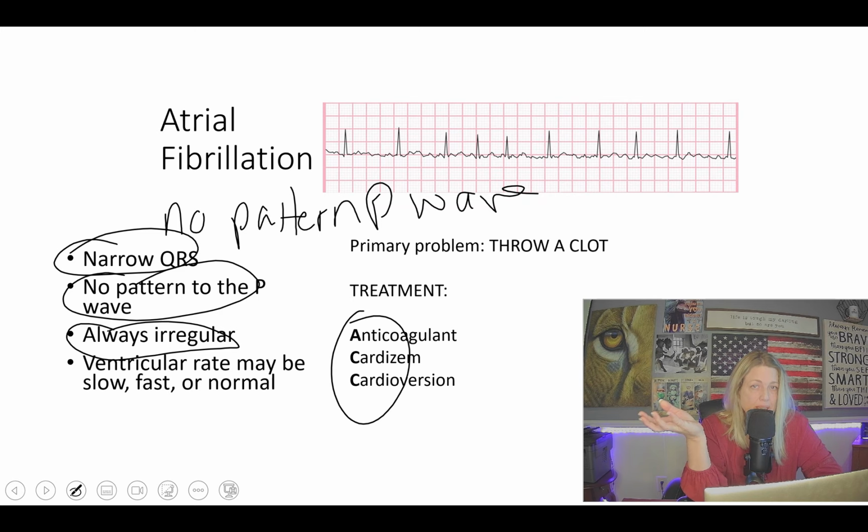From an NCLEX perspective, the questions may be slightly different. And if they ask you to identify a rhythm, you want to be able to differentiate between aflutter and AFib for sure.